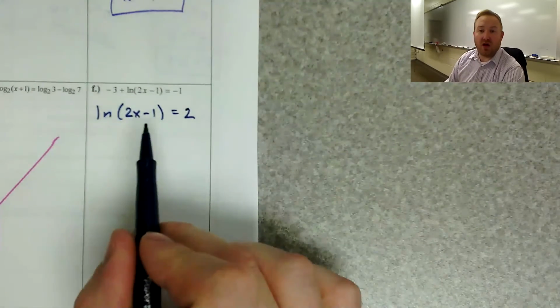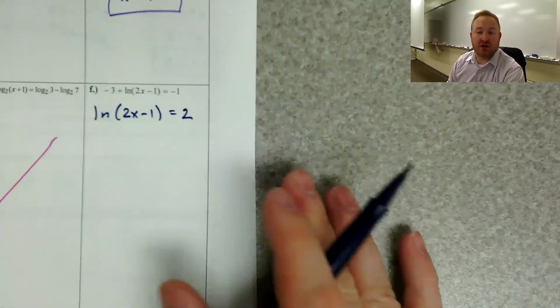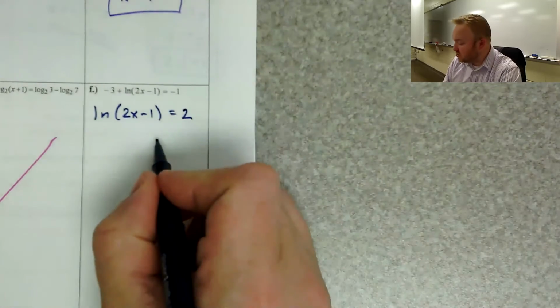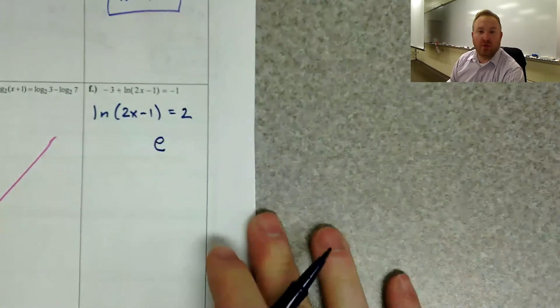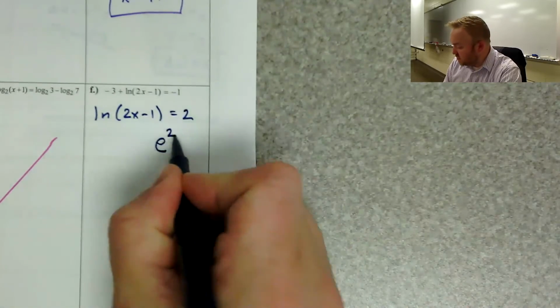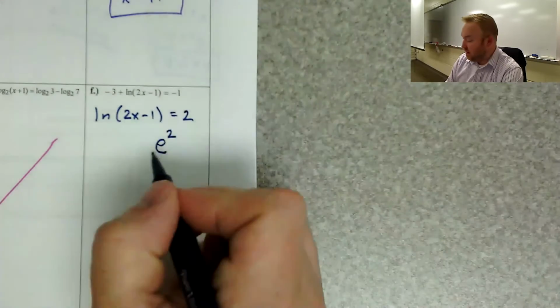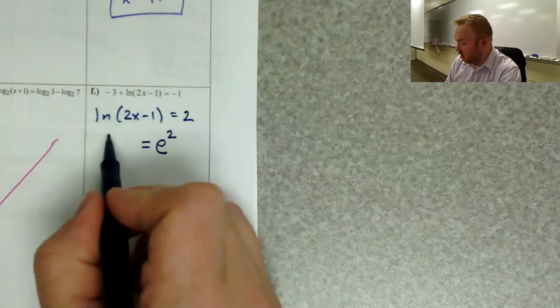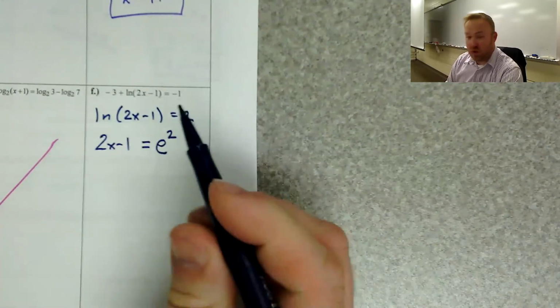We only have one log here, so I'm going to have to change this into exponential form. The base of this log is e, so the base of my power will be e. The logarithm will equal the exponent, so the exponent is 2. This power will equal the quantity that's inside the log, which is 2x minus 1.